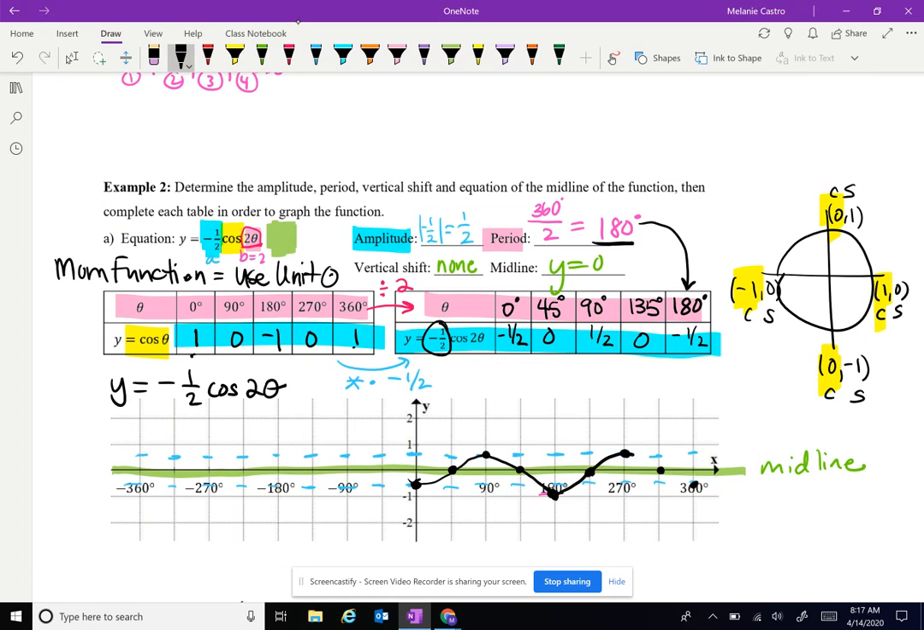So this is what we mean by 2 theta. So there's one cosine wave. There's 2 cosine waves. And that's why when that number was 2 theta, we should see, like what does 2 theta do? In 360 degrees, we should see 2 of that cosine pattern.